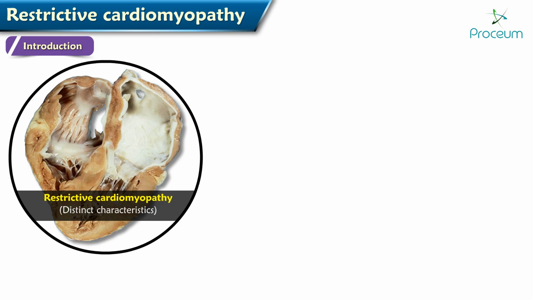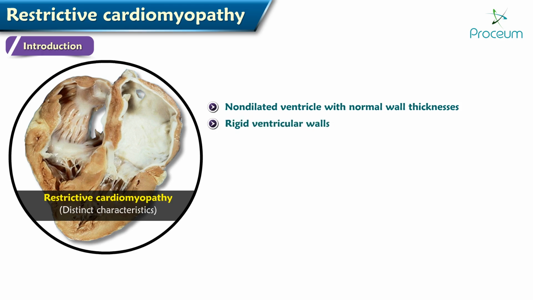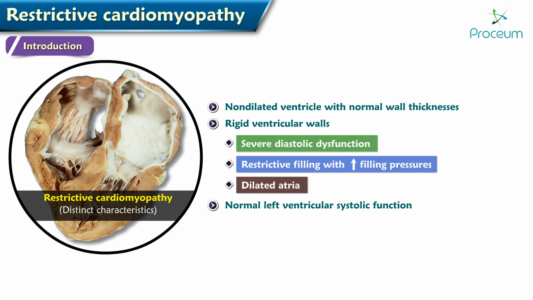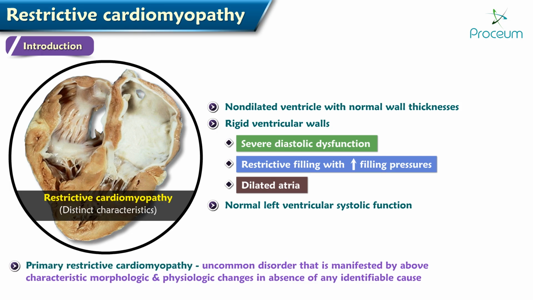These distinct characteristics are a non-dilated ventricle with typically normal wall thicknesses, ventricular walls that are rigid, resulting in severe diastolic dysfunction, and restrictive filling with elevated filling pressures and dilated atria. Generally, normal left ventricular systolic function is a feature of restrictive cardiomyopathy. Idiopathic or primary restrictive cardiomyopathy is an uncommon disorder that is manifested with these characteristic morphologic and physiologic changes in the absence of any identifiable cause.